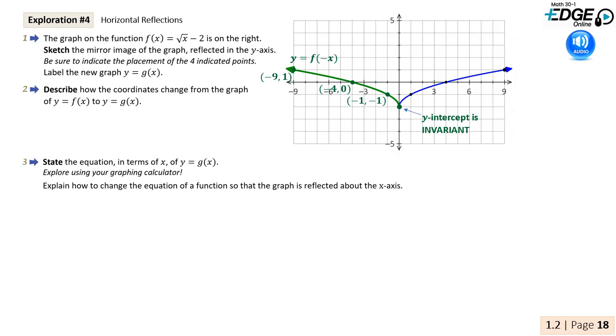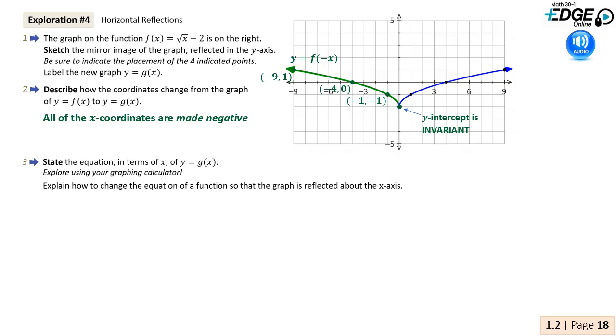So again, let's track a few points. The point 9 and 1 became -9 and 1. The point 4 and 0 became -4 and 0. And the point 1 and -1 became -1 and -1. You'll notice that our y-intercept of 0 and -2 remains unchanged. That's because the x-coordinate is 0, and as we change its sign, it has no effect.